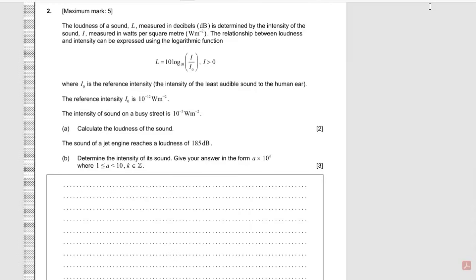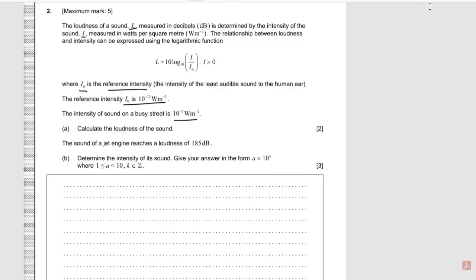The loudness of a sound L, measured in decibels, is determined by the intensity of the sound I. So we have L, which is the loudness. We have I, which is the intensity, measured in watts per square meter. The relationship between loudness and intensity can be expressed using the logarithmic function. It's given I is positive, where I naught is the reference intensity, the intensity of the least audible sound to the human ear. So it's kind of a fixed thing, the reference intensity, right? The intensity of the sound on a busy street is this.